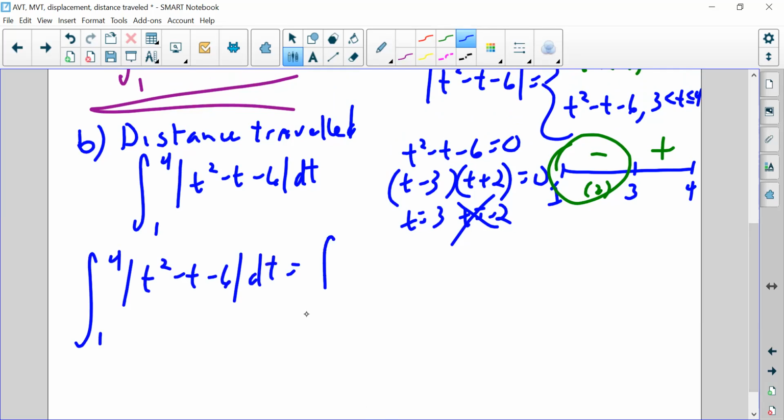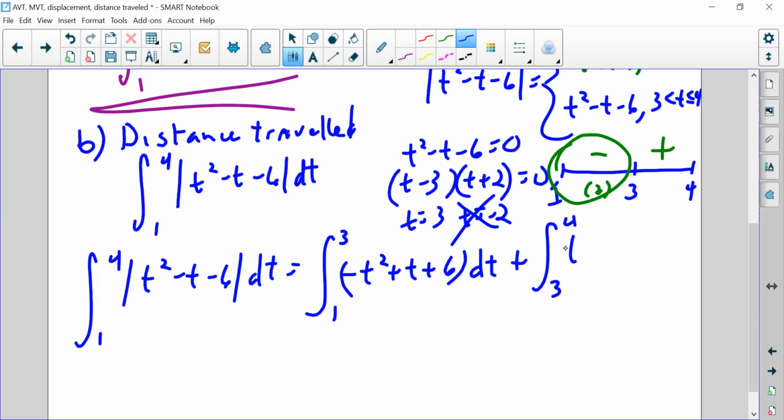So this is going to be my top piece, which was from 1 to 3 of my negated equation. So that's going to be negative t squared plus t plus 6 dt. Then I'm going to add the area of the bottom equation. And in that bottom equation, we went from 3 to 4, because that's when it was positive, of my original function, t squared minus t minus 6 dt.